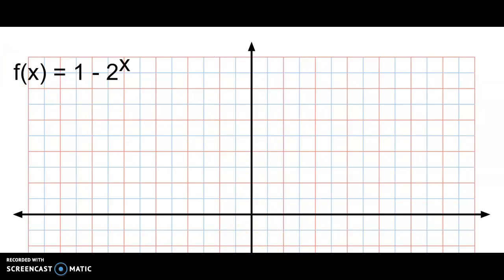1 minus 2 to the x, I might rewrite that as negative 2 to the x plus 1, just so I can see my 2 to the x. Think about what that looks like. It's not 2 to the negative x. It's just 2 to the x. Sorry. So 2 to the x looks pretty much like 3 to the x. I'm just giving you a general sketch.